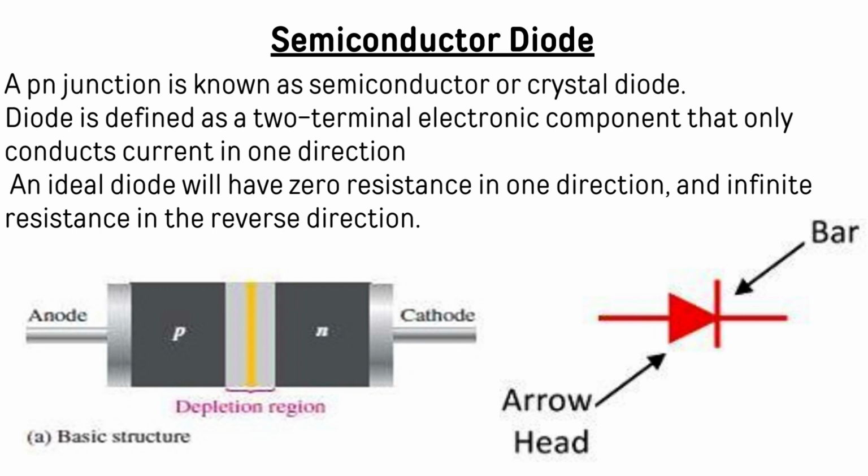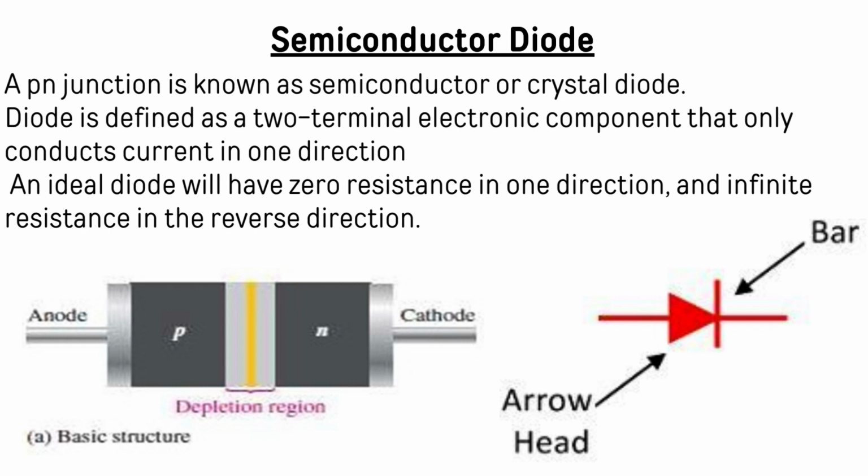Semiconductor diode. A p-n junction is known as a semiconductor or crystal diode. A diode is defined as a two-terminal electronic component that conducts current in only one direction. An ideal diode will have zero resistance in one direction and infinite resistance in the reverse direction.